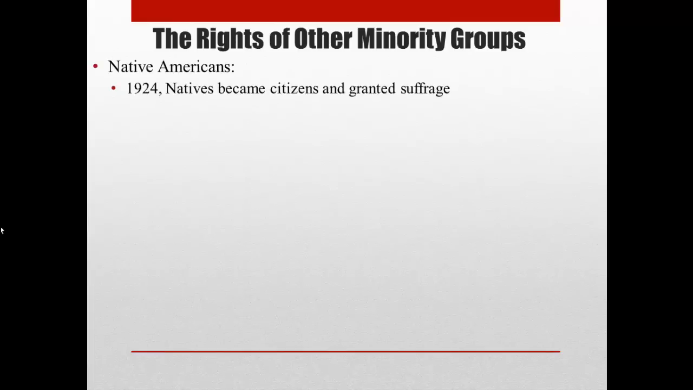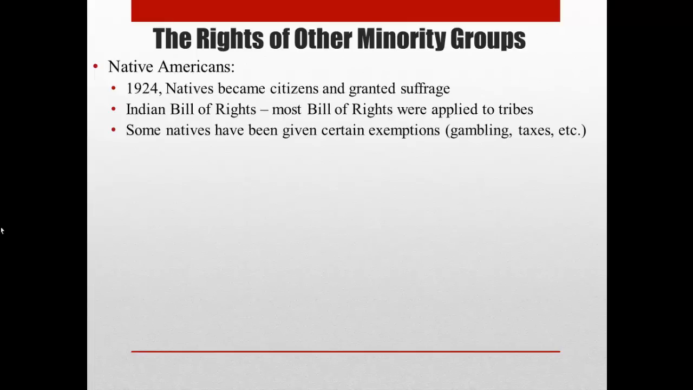Native Americans: in 1924, Native Americans became citizens and were granted suffrage. And the Indian Bill of Rights was created, and this basically applies most of the Bill of Rights to Native Americans and their tribes. Some natives have been given certain exemptions through their tribes, such as gambling and taxes, maybe not having to pay sales tax or certain types of taxes.